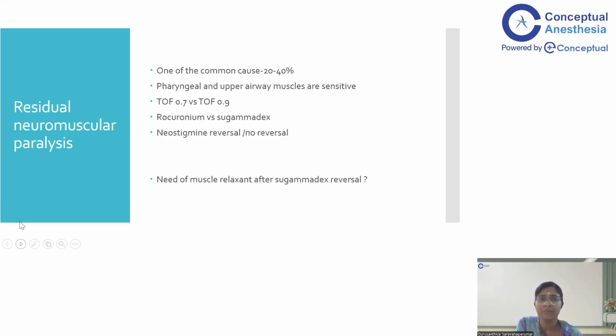So nowadays they have found that the rocuronium and sugammadex combination works so well that these patients do much better. Again, TOF is necessary because inadequate reversal is again possible with sugammadex. So if you are able to find a TOF of more than 0.9 with sugammadex, you can be very sure that residual neuromuscular blockade doesn't occur. So when you are using intermediate muscle relaxants like atracurium or cisatracurium, it is necessary that you reverse with neostigmine as opposed to no reversal.